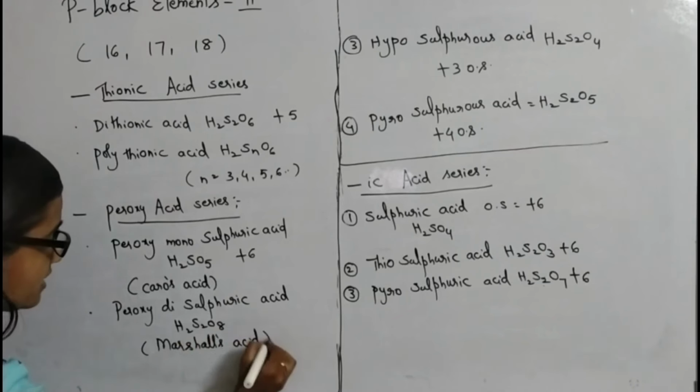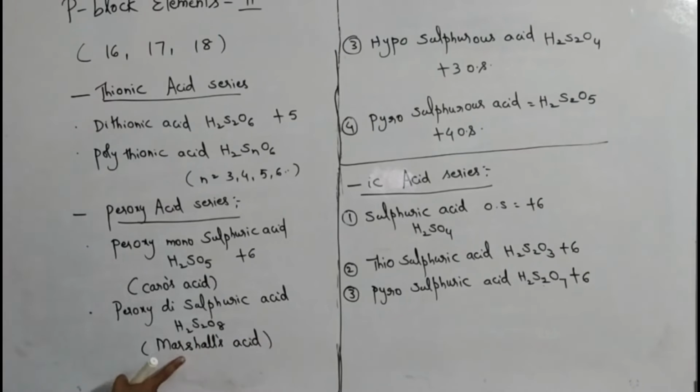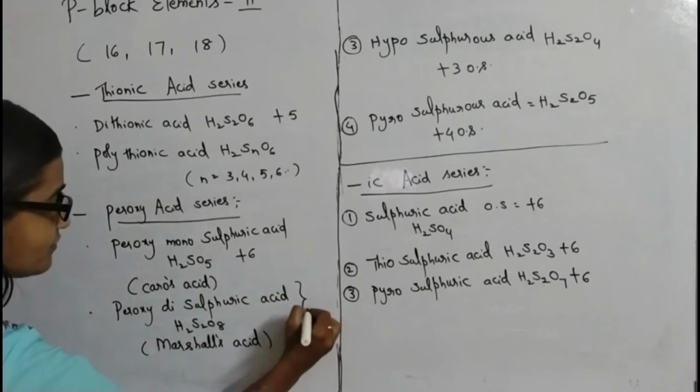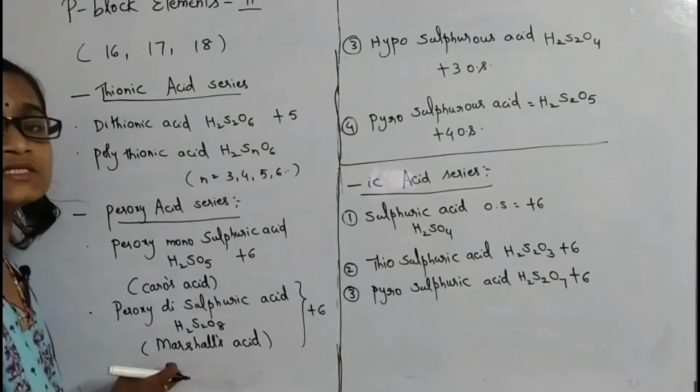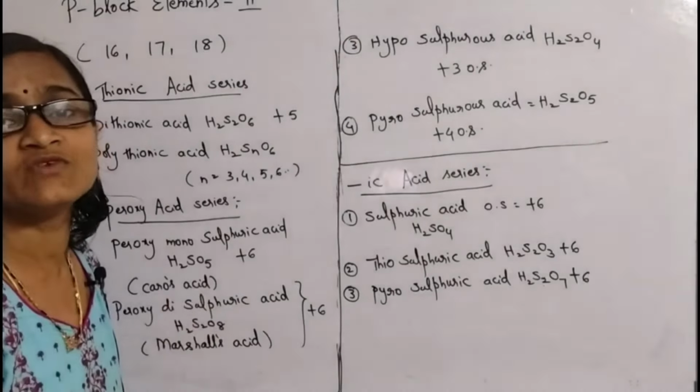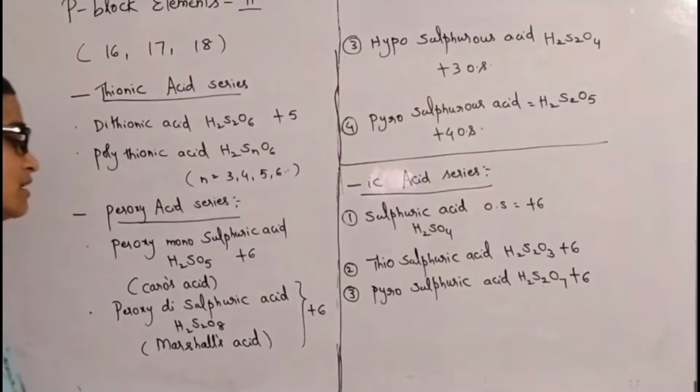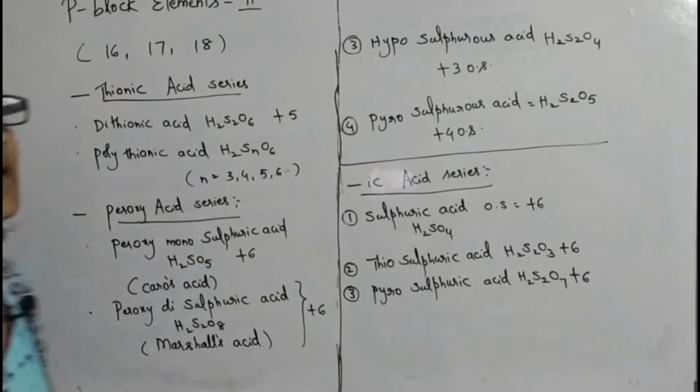H2S2O8, which is called as what? Marshall's acid. Here also the oxidation state of sulfur is how much? +6 only. So here a peroxy bond will be there. That means oxygen will have a single bond linkage. Then you call that as a peroxy bond. That's why this series of acids, you call them as the peroxy acid series. So like that you have different types of oxo acids for sulfur. So this is all about the important points.